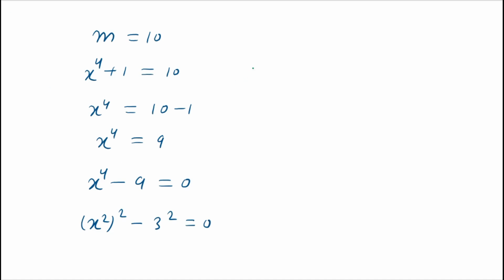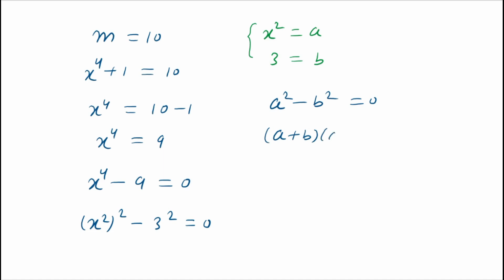Here we will apply substitution again. If we substitute x squared equals a, and 3 equals b, then x squared is replaced by a, and 3 is replaced by b, so a squared minus b squared equals 0. This is a difference of two squares in the left hand side. So first we will factor, and we know that a squared minus b squared is the same as (a plus b) times (a minus b), and this equals 0.